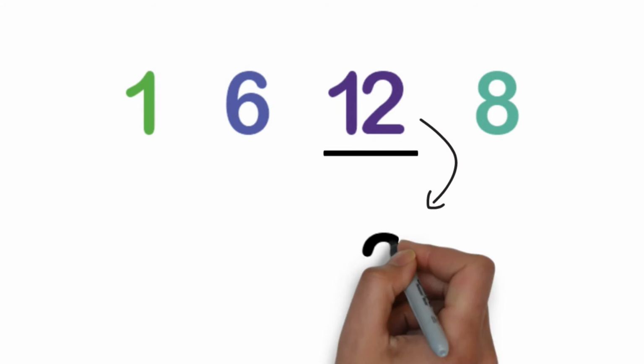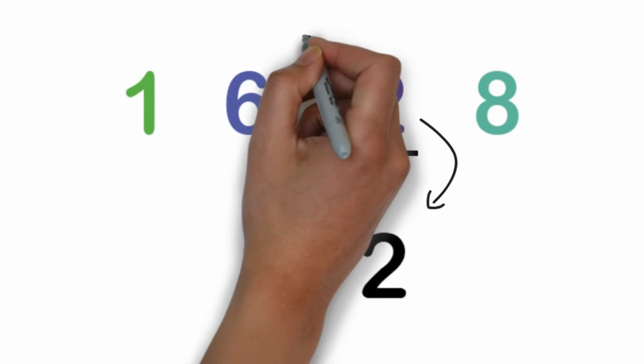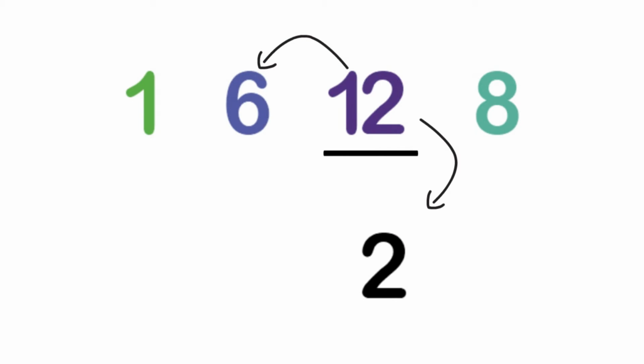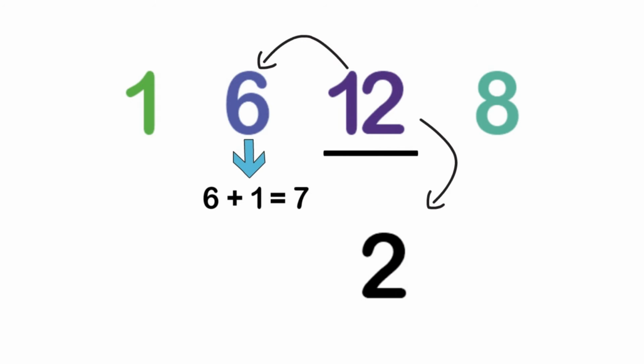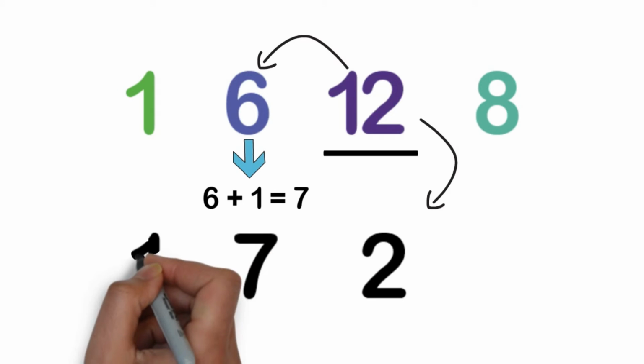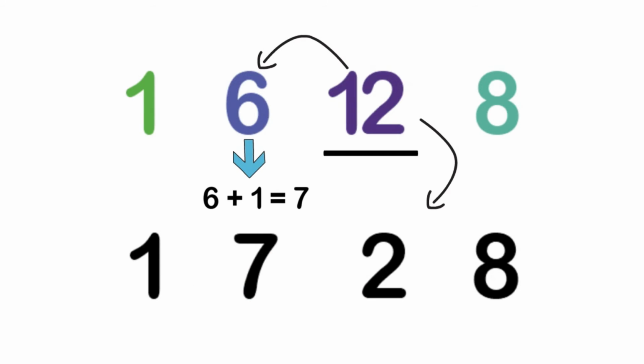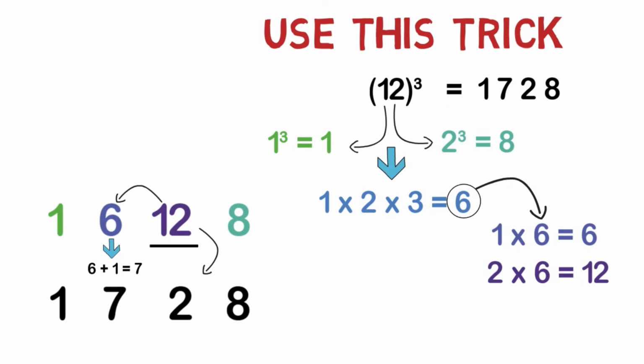So we leave the 2 on the second right and we take 1 over to the second left, which is in the middle as well. So that will give us 6 plus 1 equals 7. Our final answer is 1728.